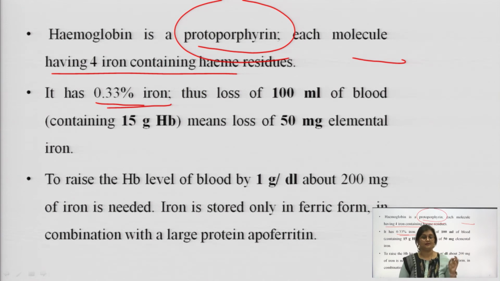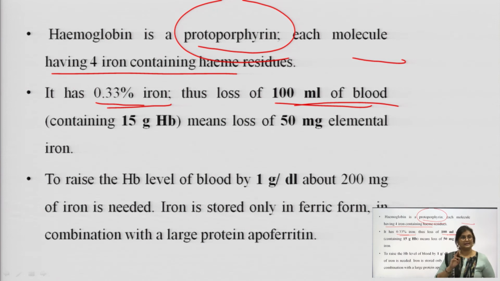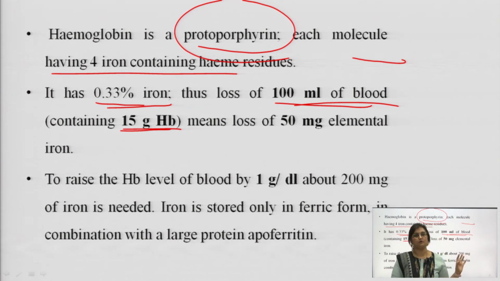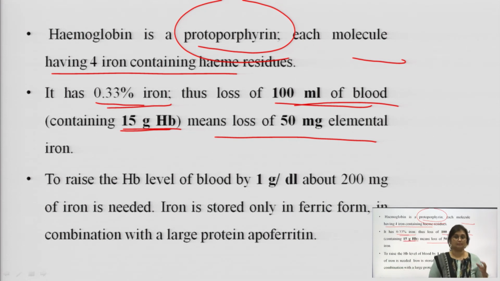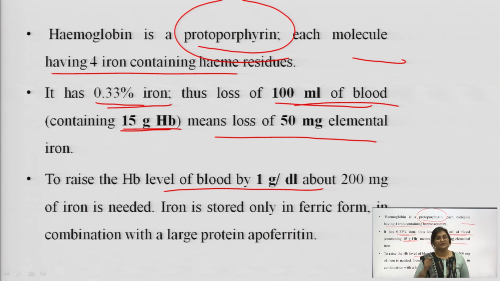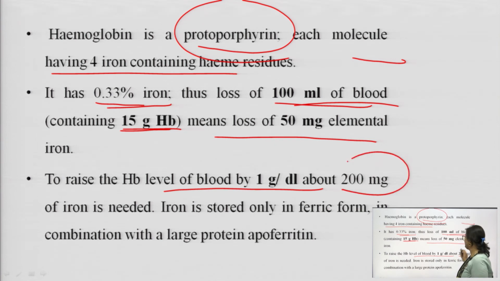This number we can understand when we calculate what would happen if there is a 100 ml loss of blood. If a human body loses 100 ml of blood containing 15 grams of hemoglobin, this would lead to a loss of 50 mg of elemental iron, which is a huge amount. Now, to raise the hemoglobin level in the blood by 1 gram per deciliter, our body requires 200 mg of iron.